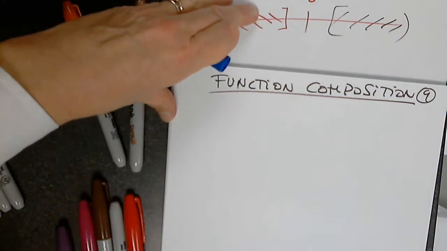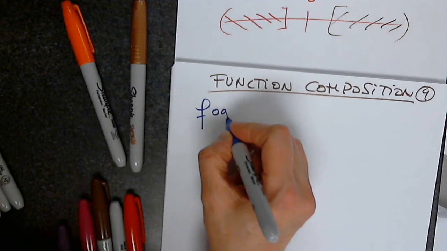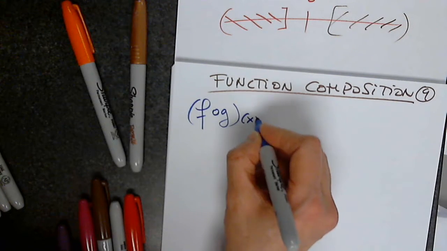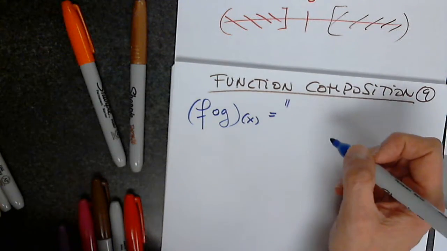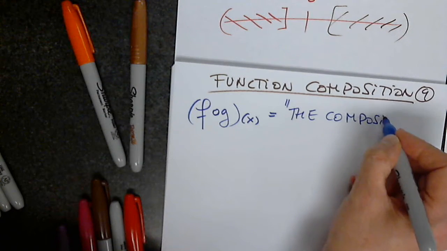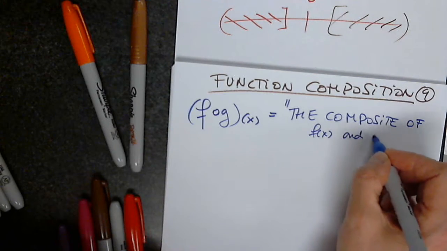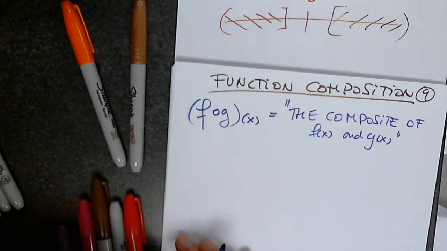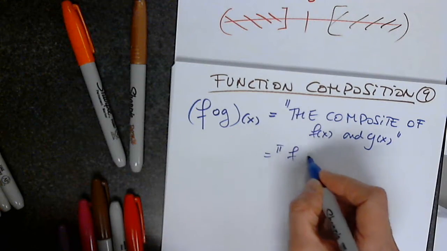So let me discuss that. So what is the notation? F, a circle G of X. How do I read this? The long way is the composite of f of x and g of x. Too long. The short way is f comp g.